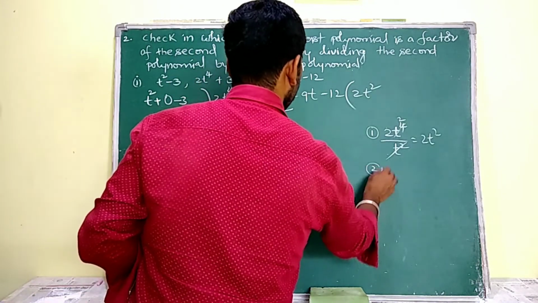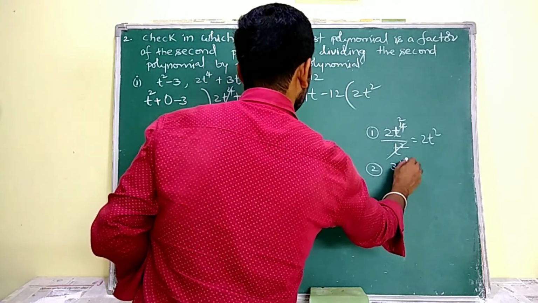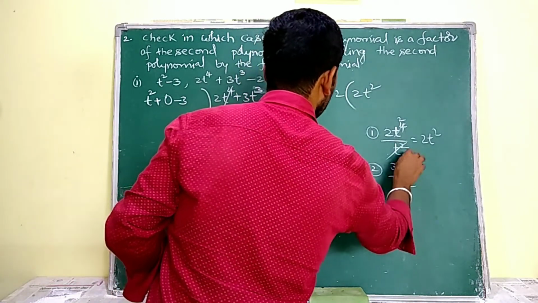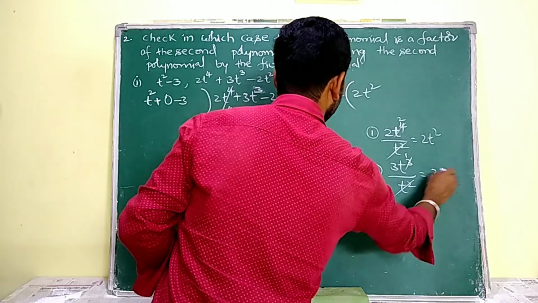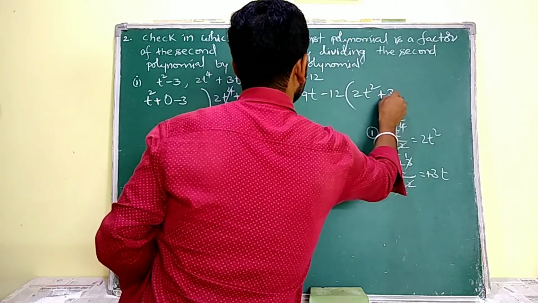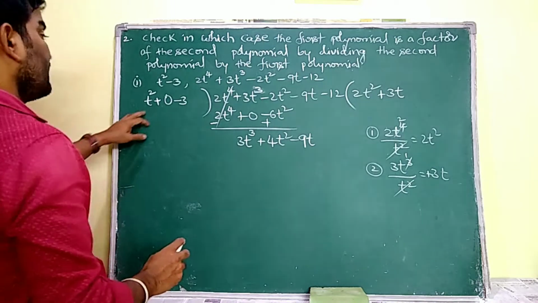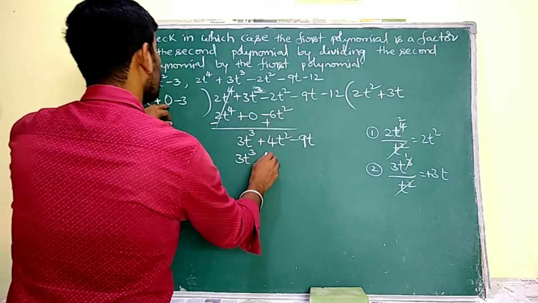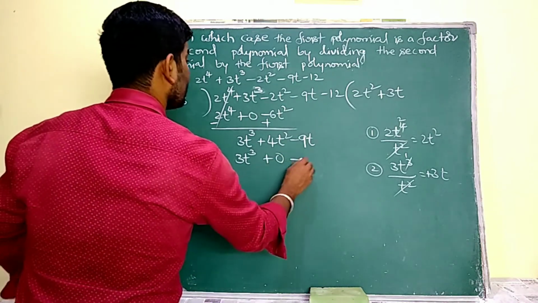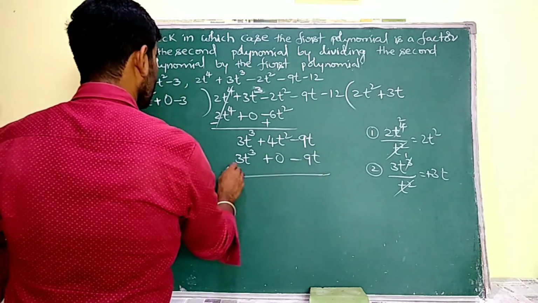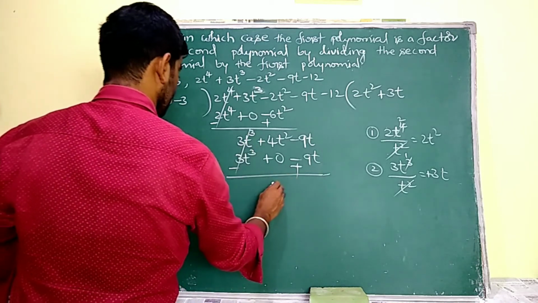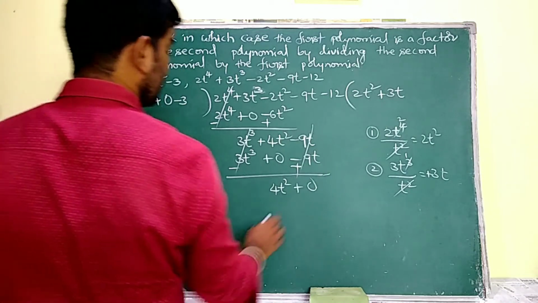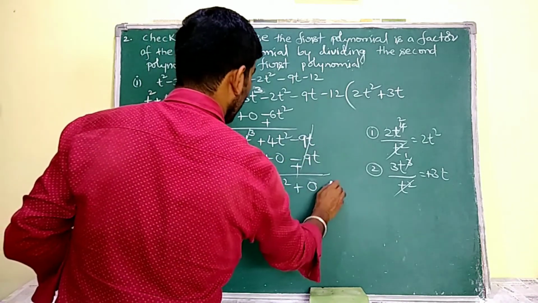To obtain the second term of the quotient, I have to divide the first term of the dividend with the first term of the divisor. t square and 2t square cancel, 1t left. So that is plus 3t. I have to multiply this divisor with that plus 3t. So plus 3t cube ma. 3t into 0, 0. 3t into minus 3, minus 9t. Minus plus 4t square. Here also these two are going to cancel, that is 0 and minus 12.